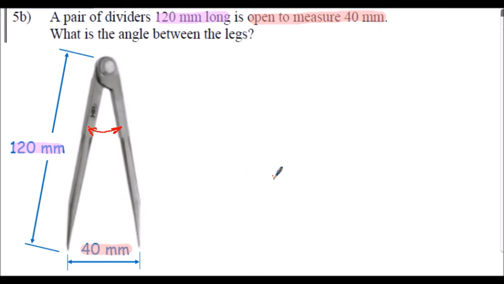I would encourage you to stop the presentation and attempt this question, but I'll work through the full solution in just one moment.